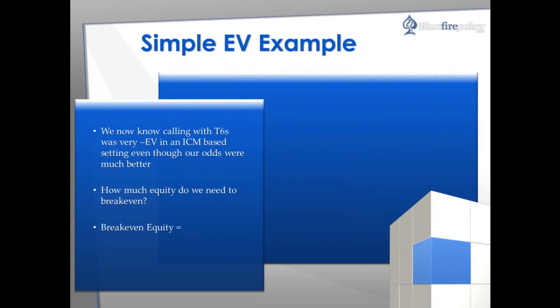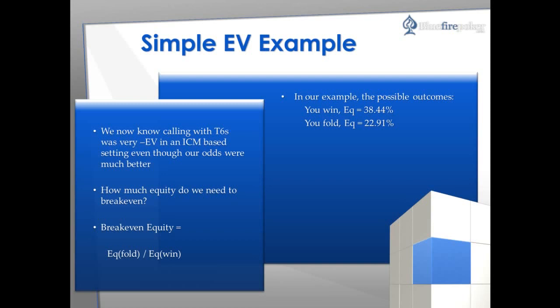So how much equity would we need to break even in this situation? Well, we use the same basic formula, only now we look at what our equity would be if we just fold, and we divide that by what our equity would be if we win. So our winning equity would have been 38.44, folding equity would have been 22.91, and in order to break even, we would now need to win the hand 59.59% of the time.